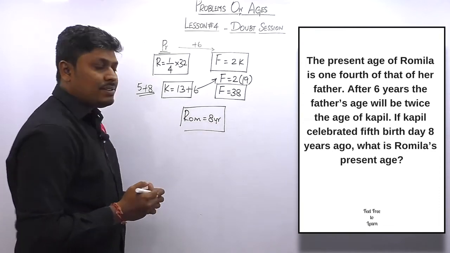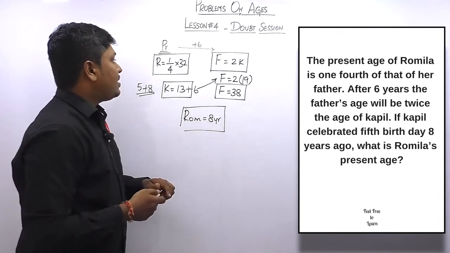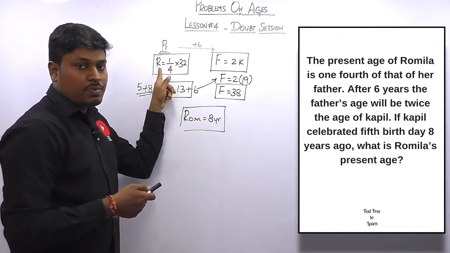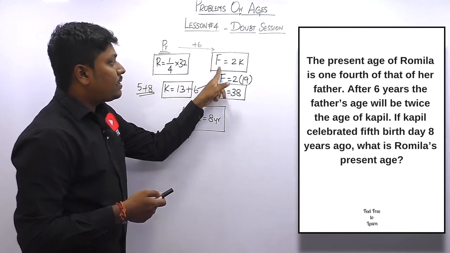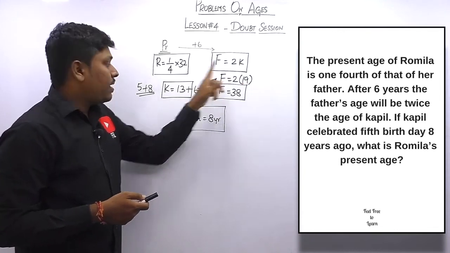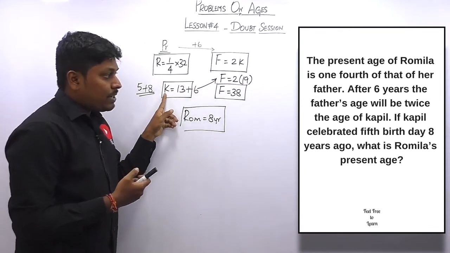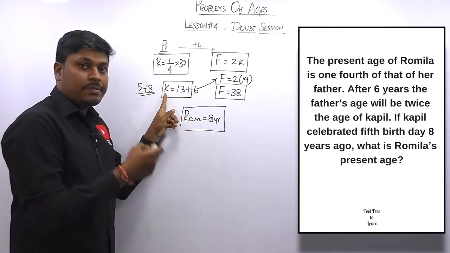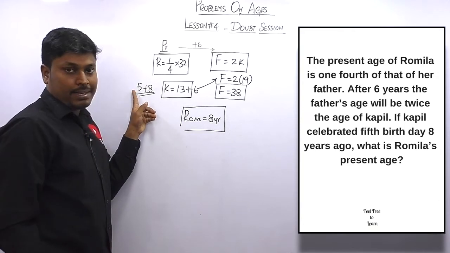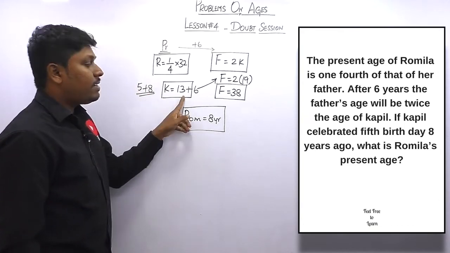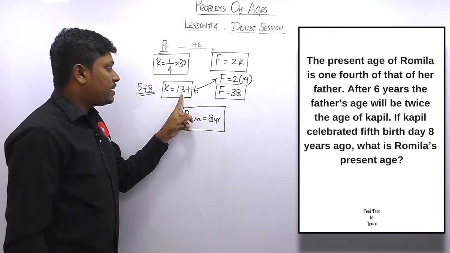I think you can logically solve this question. It's easy, right? Because initially they are saying Romila age is 1/4 of the father age. After 6 years, father age will be twice the age of couple. And for the couple, they have given that couple celebrates 5th birthday 8 years ago. Then 8 years ago if he celebrates 5th birthday, then the present age will be 5 plus 8, that is 13. So present age of couple is 13.